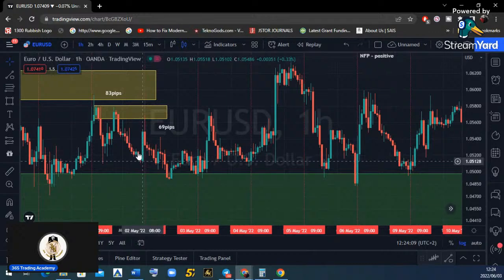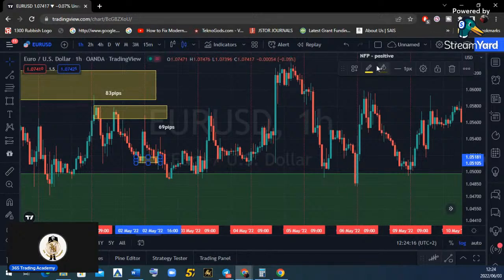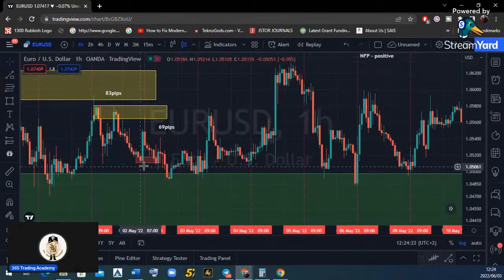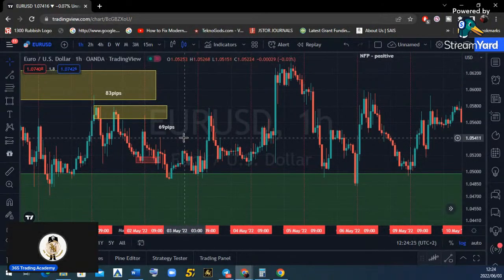Right, a couple of things to note. As markets are coming down, making contact with supplies, these little teeny 1-hour demands are being thrashed. Would you be on the wrong side of the trade? Would you be trying to buy here on the 1-hour time frame?